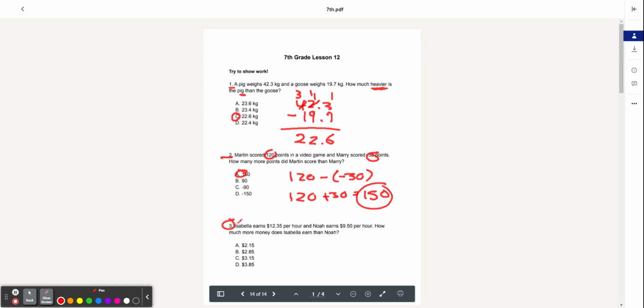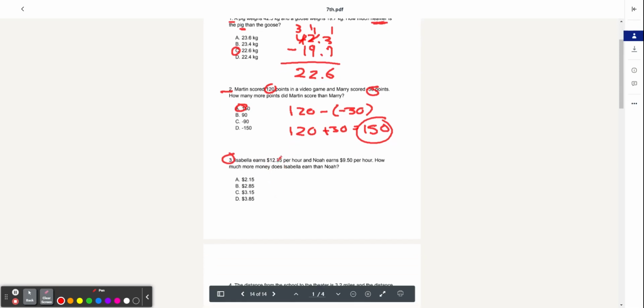3. Isabella earns $12.35 per hour, and Noah earns $9.50 per hour. How much more money does Isabella earn than Noah? So we just have to subtract again. Borrow 1. So that's 5. That is 8. That is 2. And so our answer for 3 is B.